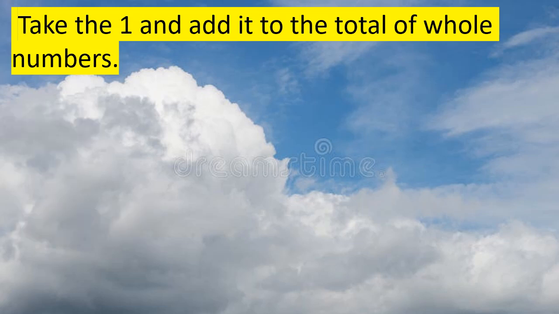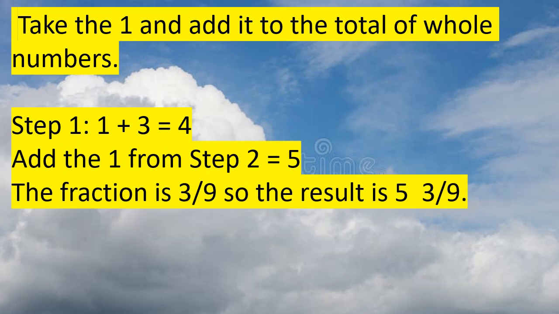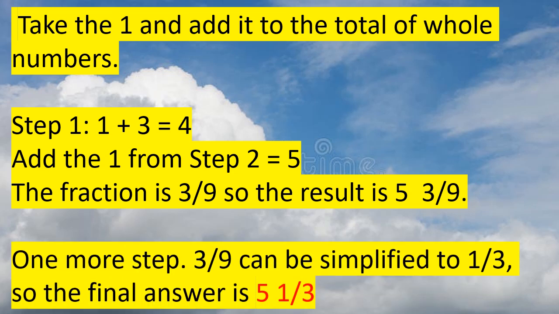Take the 1 and add it to the total of the whole numbers. So step 1, we had 1 plus 3 equals 4. Now we add the 1 from step 2, so now the total is 5. The fraction is 3/9, so the result is 5 3/9. One more step. 3/9 can be simplified to 1/3. So the final answer is 5 1/3.